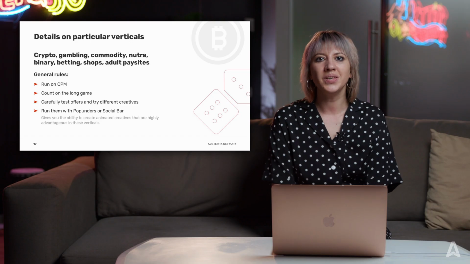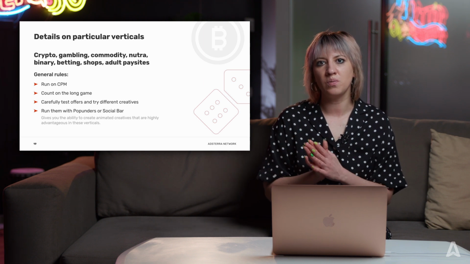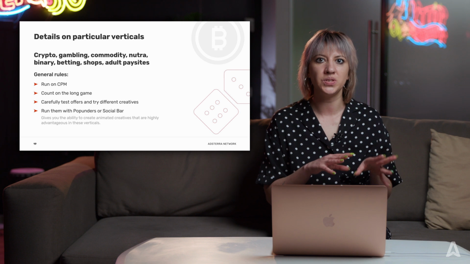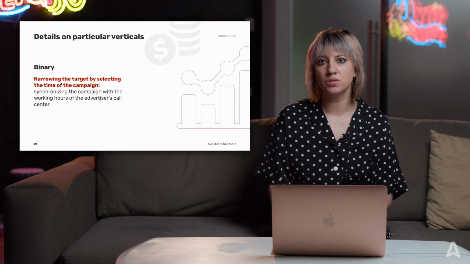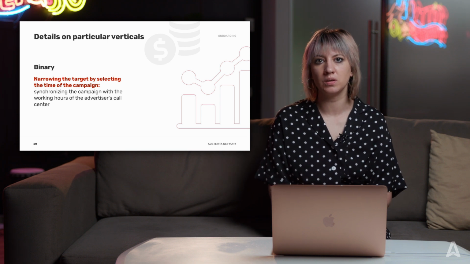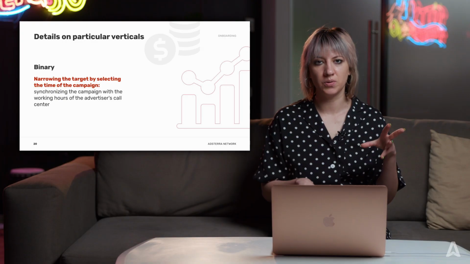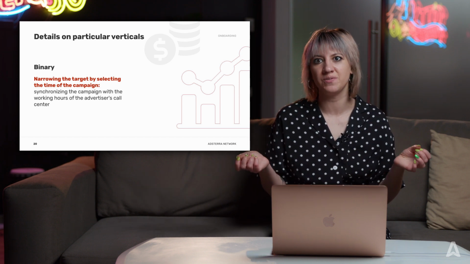This type of offers performs the best way on pop ads and social bar ads. You can request whitelists and blacklists for this type of campaigns from your manager or our support team. When you work with binary type of campaigns, don't forget to set up time targeting or a schedule for your campaign, because some call centers work on particular hours only, and if you run your campaign when the call center is not working, you'll simply waste your traffic.